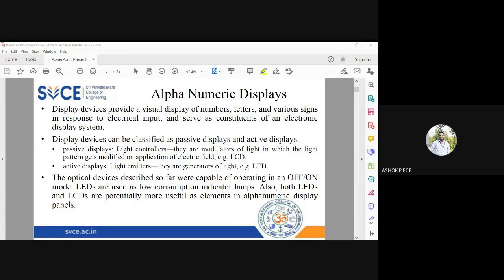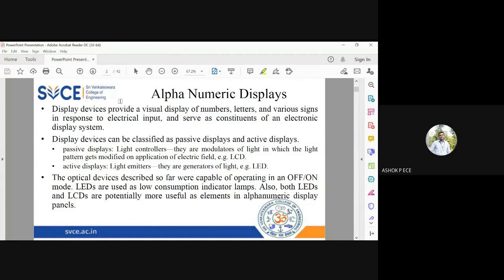So we are going to see about alphanumeric displays in today's class. We are going to continue with the special semiconductor devices, and in the last class we have seen about all the thyristor-based devices: SCR, UJT, diac, triac. Now we are going to see something completely different from those: alphanumeric displays, and how the displays work.